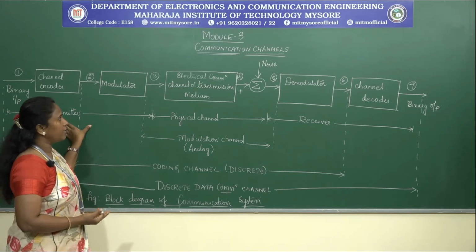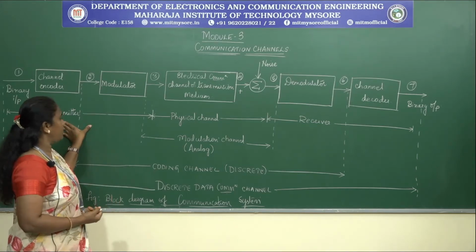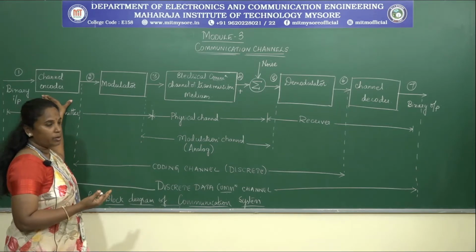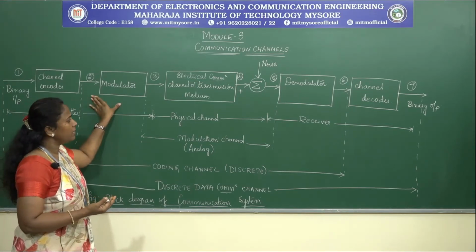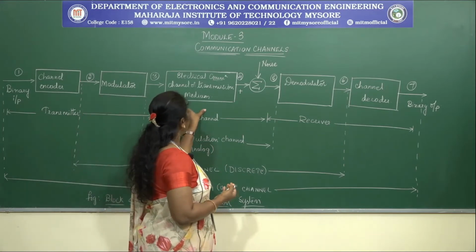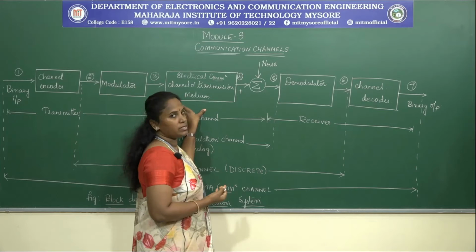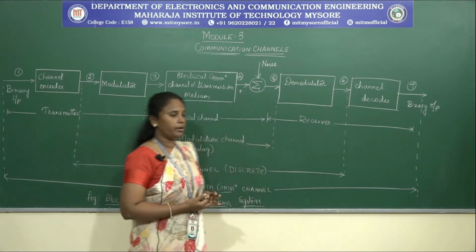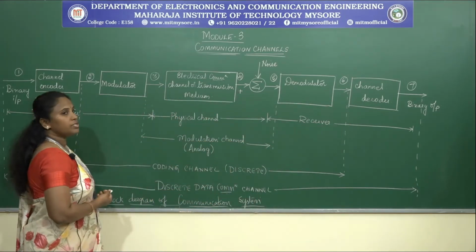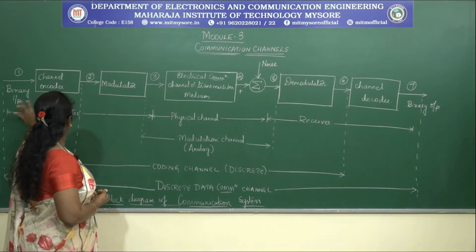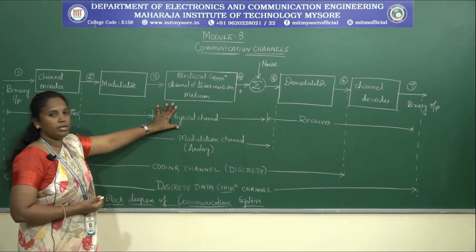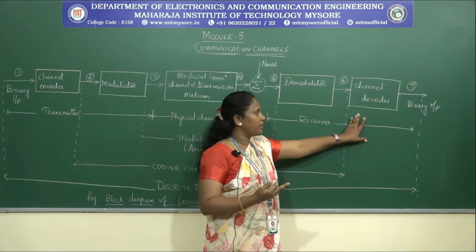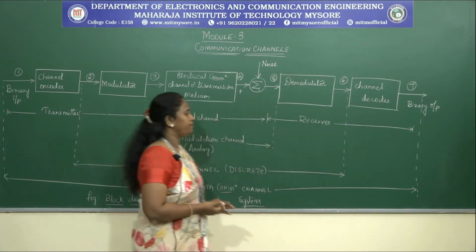As I already indicated, in your communication system we have three main blocks. First, the transmitter, which has the channel encoder plus the modulator. Then the physical channel, which is the electrical communication channel, or what we call the transmission medium. Then the receiver, which has the demodulator as well as the channel decoder. The channel encoder encodes the data; that means it accepts the binary input and gives it to the channel, and the channel decoder converts the symbols back into your binary output.